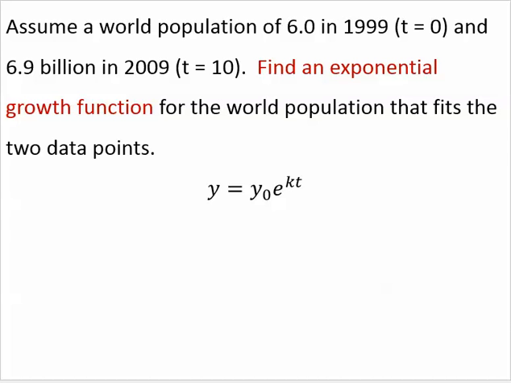We're going to find an exponential growth function. Now recall that y naught is your initial value. So what's our initial population? Well, time equals 0 for this function is 1999, and at that time there were 6 billion people. So for y naught I put in 6.0. Then when t equals 10, y equals 6.9. So I put in 6.9 for y, put in 10 for t, and solve for k.